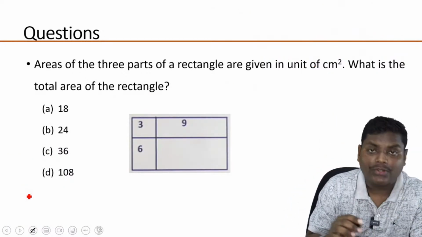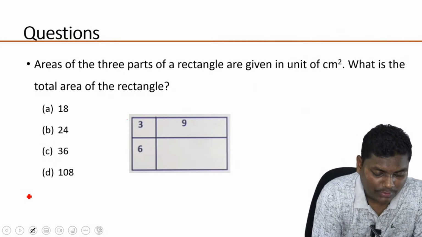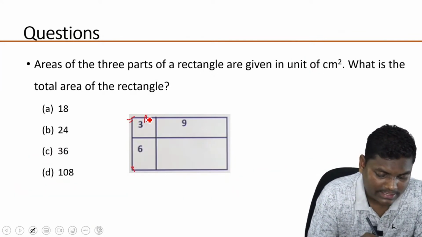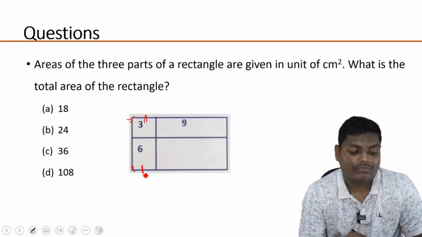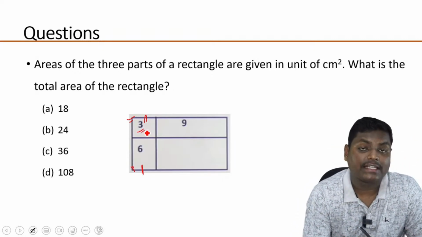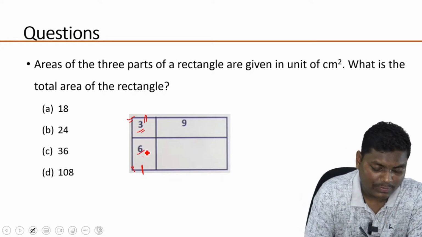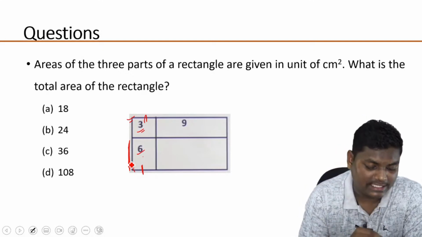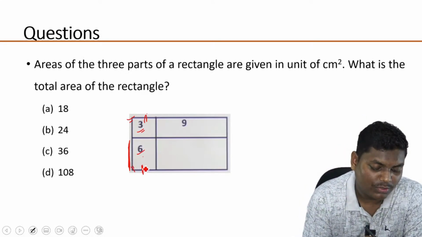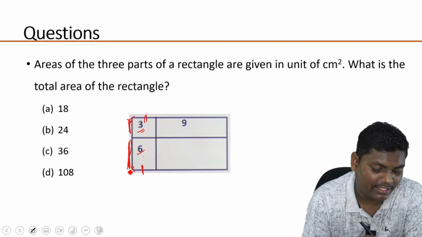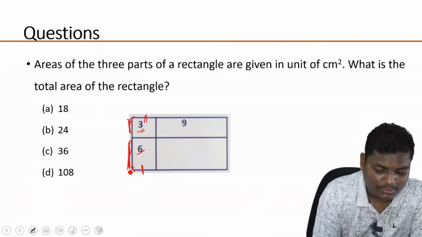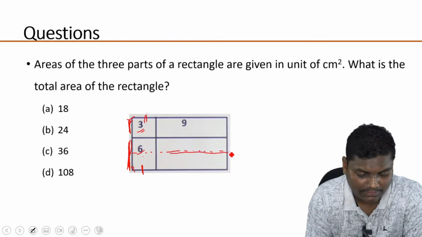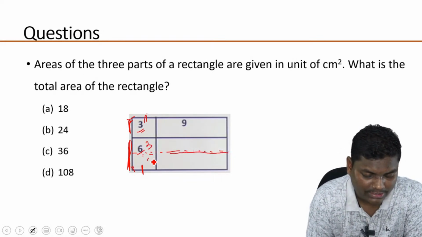If you compare this triangle and this triangle, this side and this side are the same. This side and this side are also the same. So if the area of this triangle is 3 and the rectangle is 6, we can say this side length is double, because the other sides are the same. The only changing factor is this side, so this is double. Since it is double, we can divide it, so it will be a unit of 3.